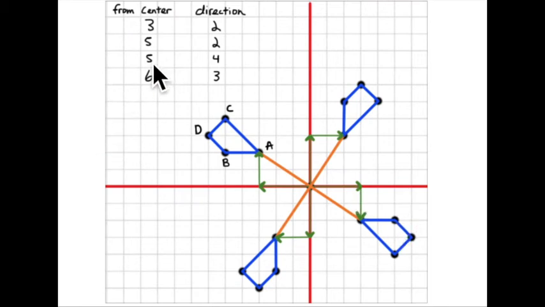And C is 5 units from the center of rotation and 4 units in the direction. So 1, 2, 3, 4, 5, then 1, 2, 3, 4.